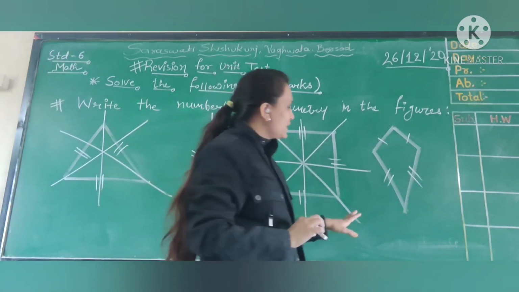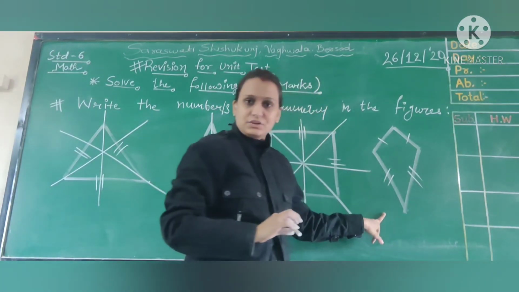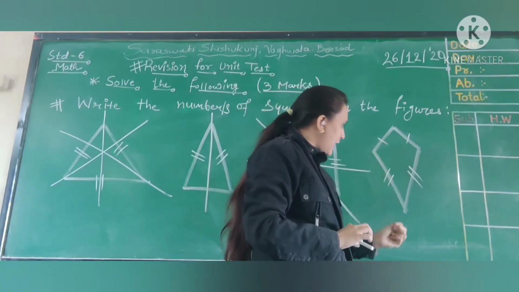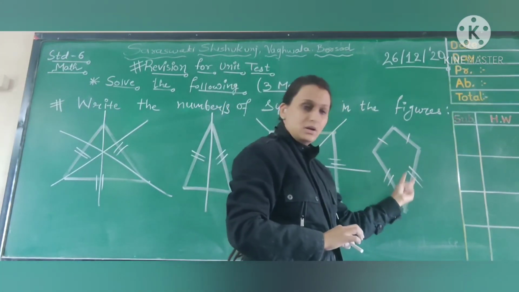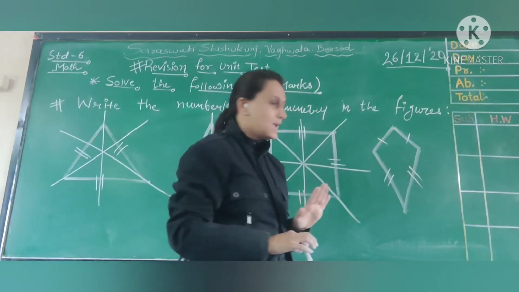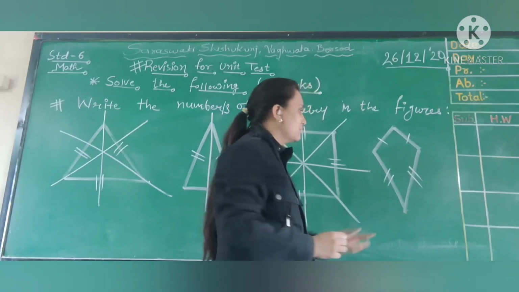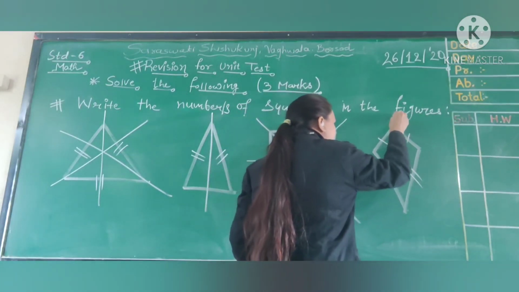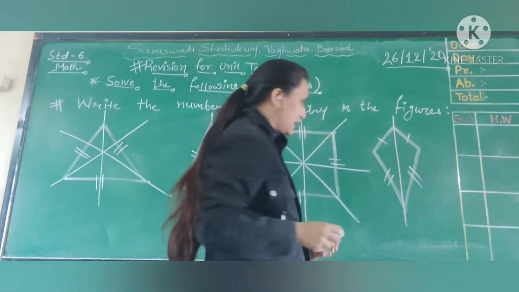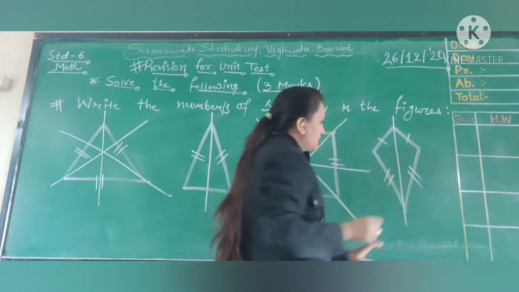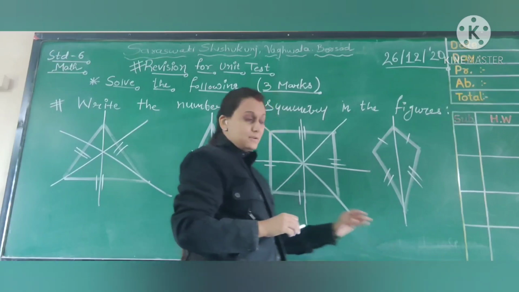Now in the last figure we have a shape like a kite. It is a kite, so these two sides are equal and these two sides are equal. All four sides are not the same. So we can draw only one line of symmetry, vertically. You cannot draw like this. So there is only one line of symmetry in a kite.